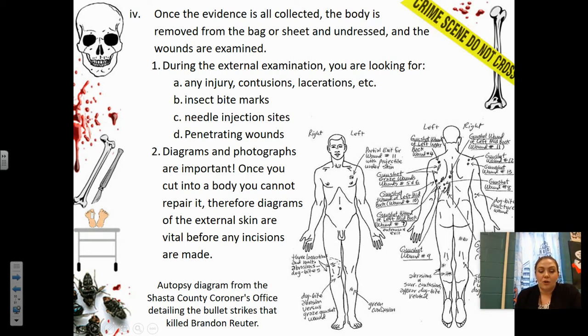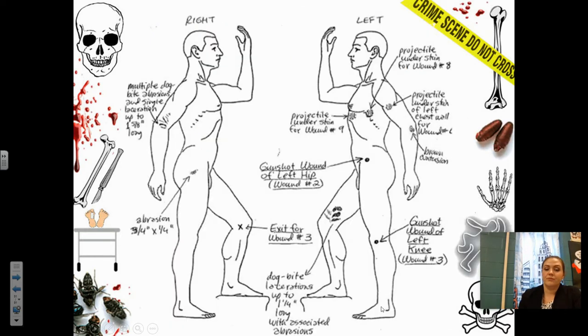Once you cut into the body, you cannot repair it. So therefore, with these diagrams, you want to accurately represent what the body looked like before you did anything to it. This is just an example of actual autopsy reports of them saying what happened to these people.